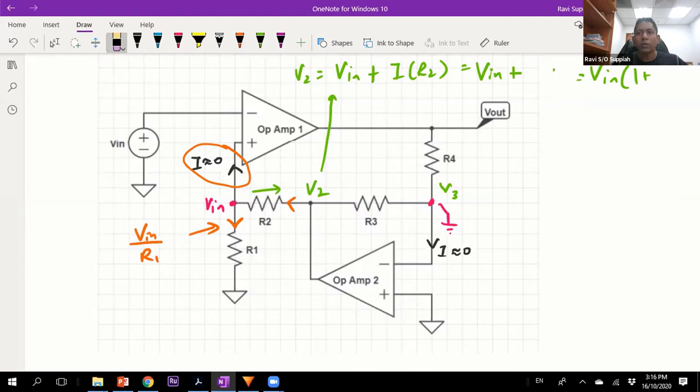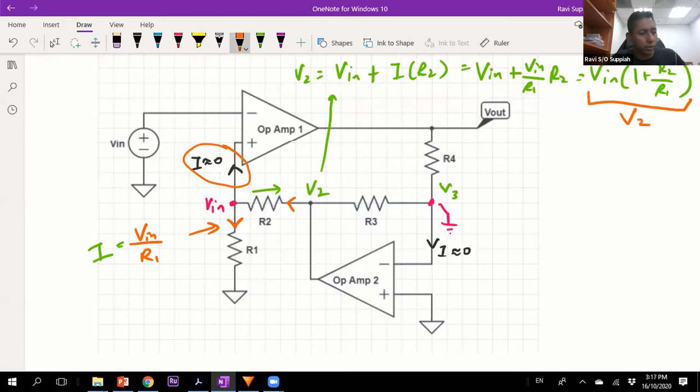I forgot the R2 here. So I is this. This is I. Okay, so R2 over R1. Okay, so this is your expression for the voltage at V2. Correct? Okay, the next thing we can do is we can also look at node V3.